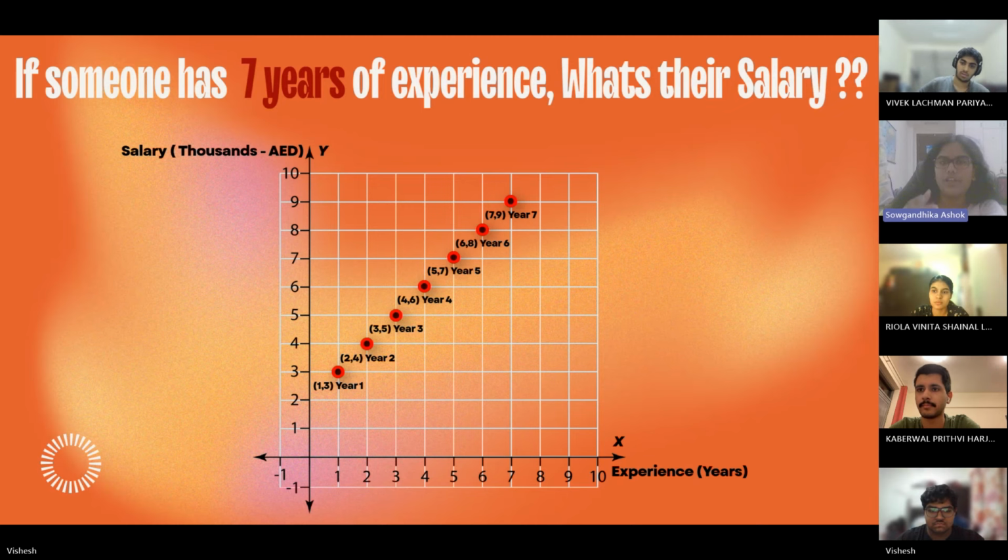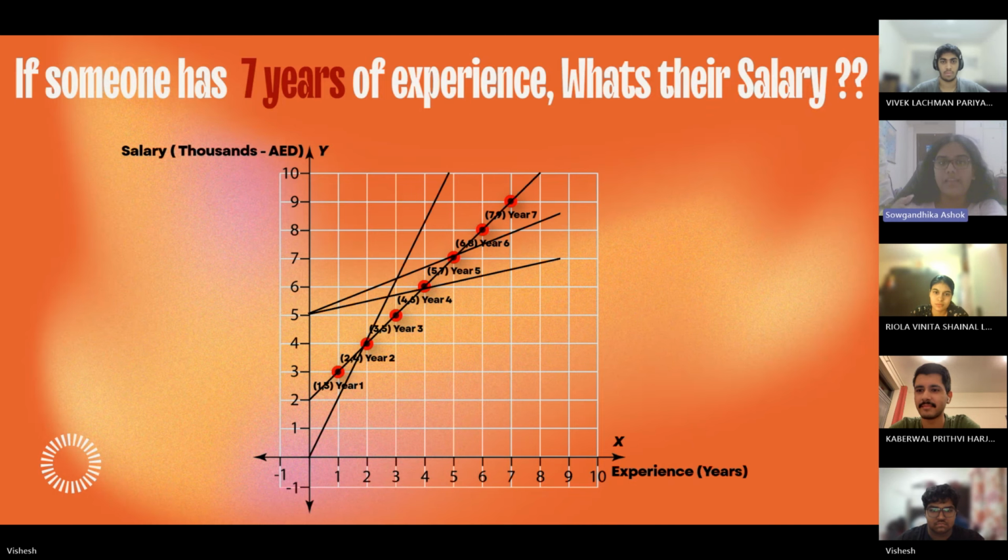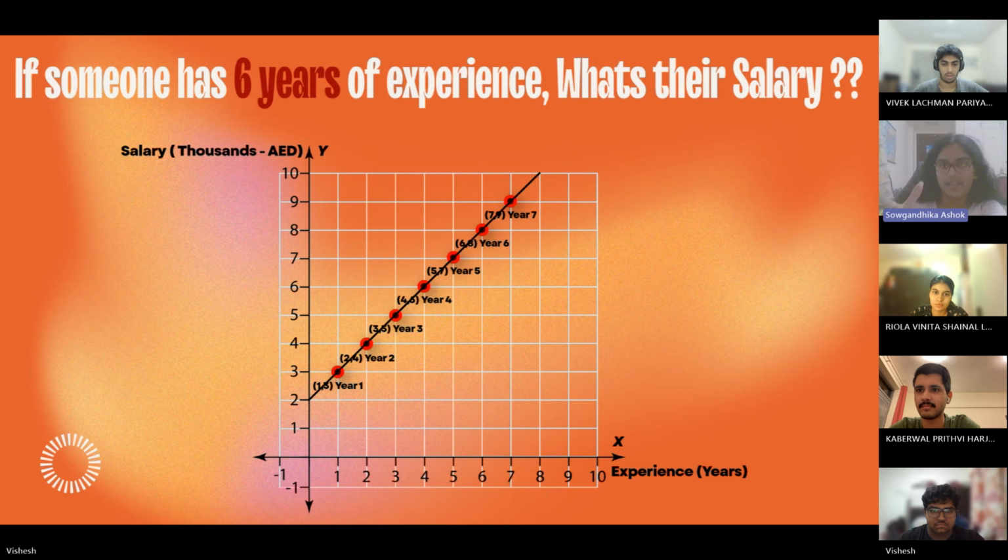But if a new employee joins, let's say within 7 years, not in our data, what do we do then? We need a line. But which line? Infinite lines could pass through this data. This one. Mathematics has chosen it. Not intuition, but maths. That's next.